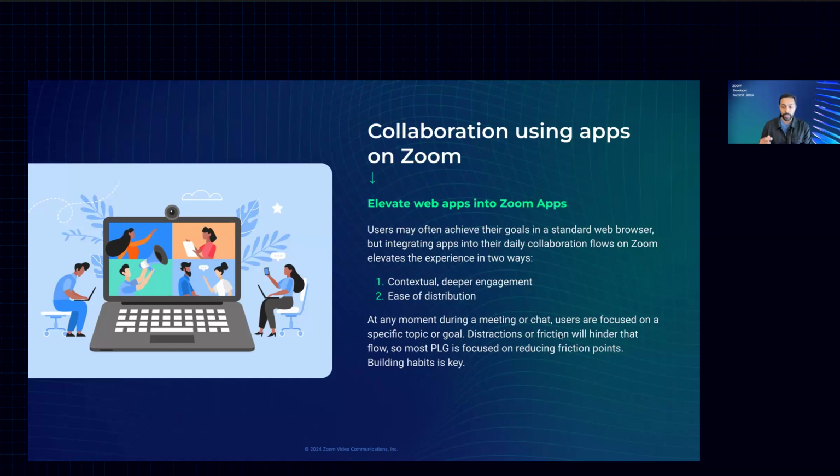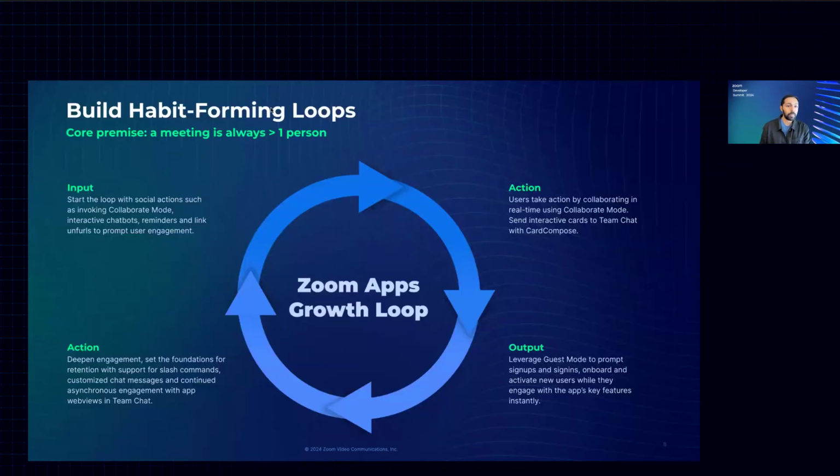But the key here is reducing friction and distractions because people are focused on a particular topic or goal during a meeting or chat. And habit formation is the key to success here. So the premise of building habit-forming loops is based on a very simple but core notion here, which is when you're in a meeting, it's only a meeting if there's more than one person in it. And the same goes for team chat as well. With Zoom, you're always communicating with other people. So that forms the basic premise here.